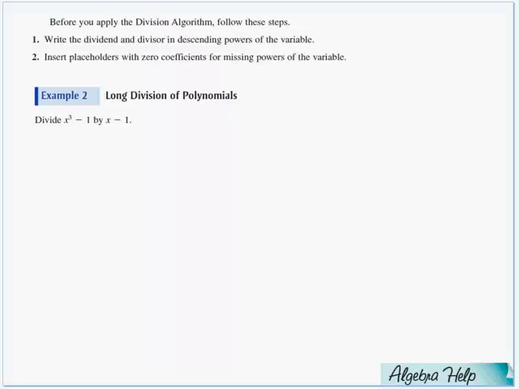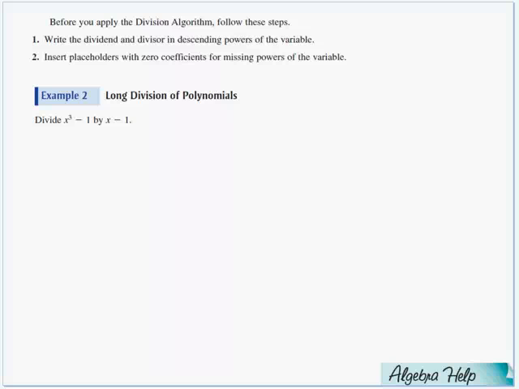Alright, so in this video we're going to continue 3-3 polynomial long division. And since we got our feet wet in the first video with some basic problems, we're going to go a little deeper down the rabbit hole in this one. We talked about the division algorithm, and before we apply that, we need to follow a couple steps. We write the dividend and divisor in descending powers of the variable, so highest powers first, and then we work our way down. Insert placeholders with zero coefficients for missing powers of the variable.